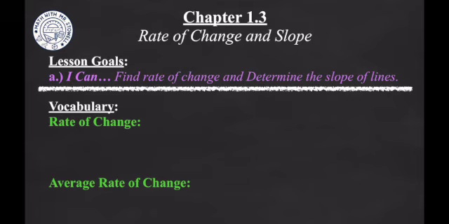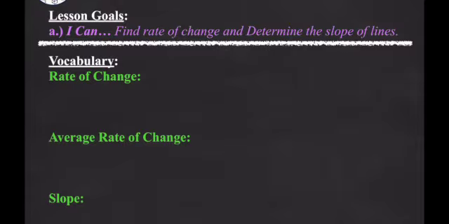In this chapter, we are going to be able to say that I can find the rate of change and determine the slope of a line. So before we actually are able to do that, we are going to be going through a little bit of vocabulary. We have three different things that we are going to try to define today, or try to figure out the difference between.